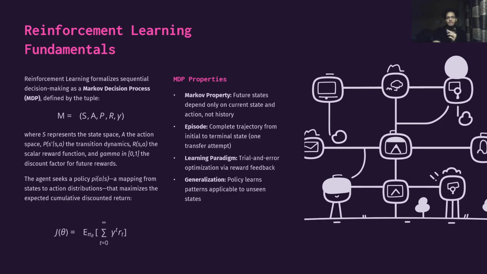Let's go into reinforcement learning fundamentals first. We are going to do orbital mechanics through reinforcement learning, so let's see what it is. Reinforcement learning formulates the sequential decision making process as a Markov decision process.